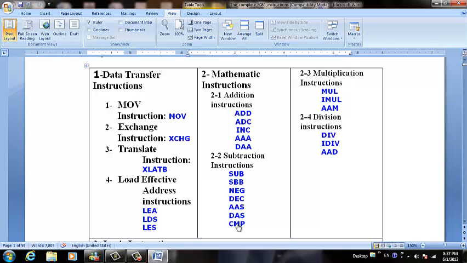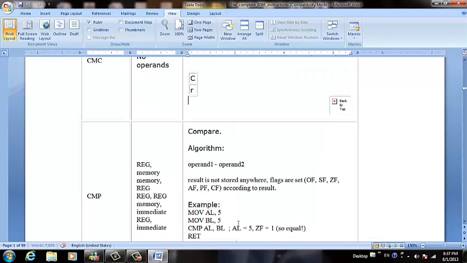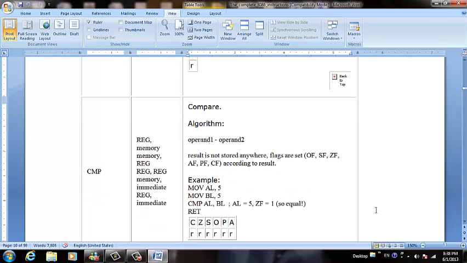Let's have the compare instruction. The compare instruction is very much like the subtraction instruction. It subtracts the source from the destination. However, it doesn't return a value, but returns the result to the zero flag. If the result is 0, then the zero flag will be set to 1 automatically. And if not, the zero flag will remain 0.